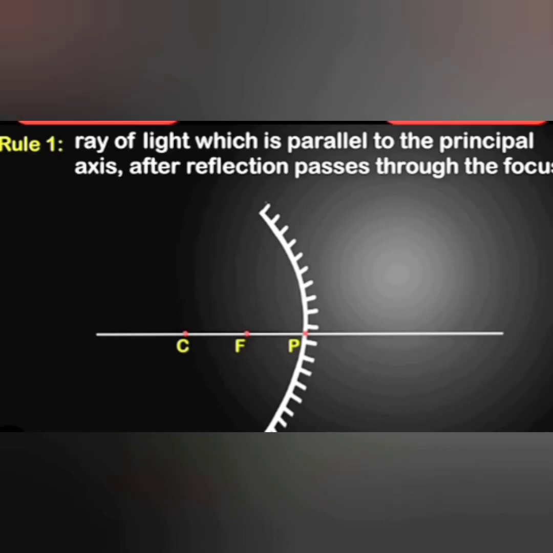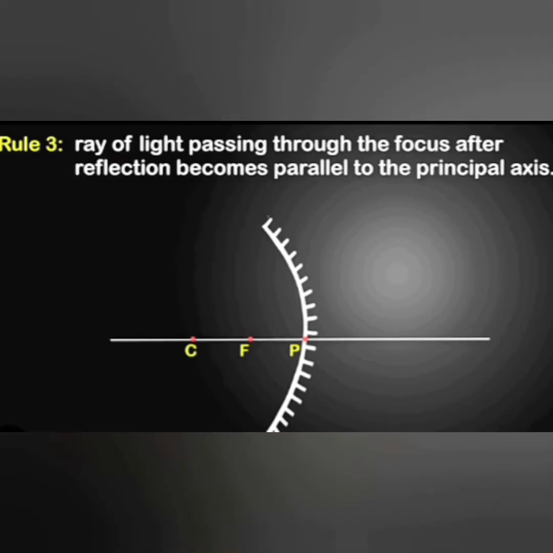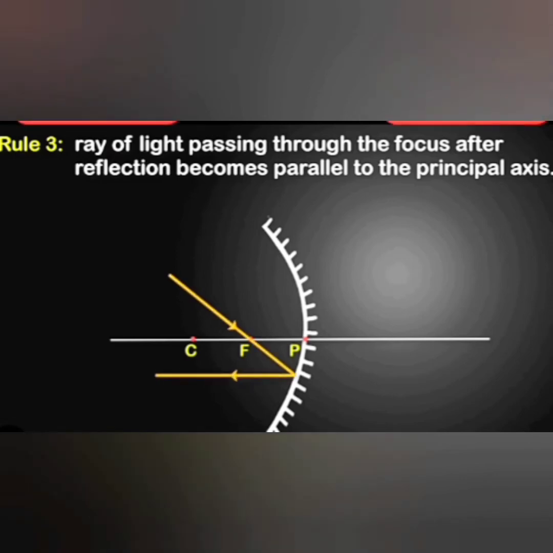Rule 1. A ray of light which is parallel to the principal axis after reflection passes through the focus. Rule 2. A ray of light passing through the center of curvature is reflected back along the same path. Rule 3. A ray of light passing through the focus after reflection becomes parallel to the principal axis. Can you see that rule 3 is exactly opposite of rule 1? It's due to reversibility of light.